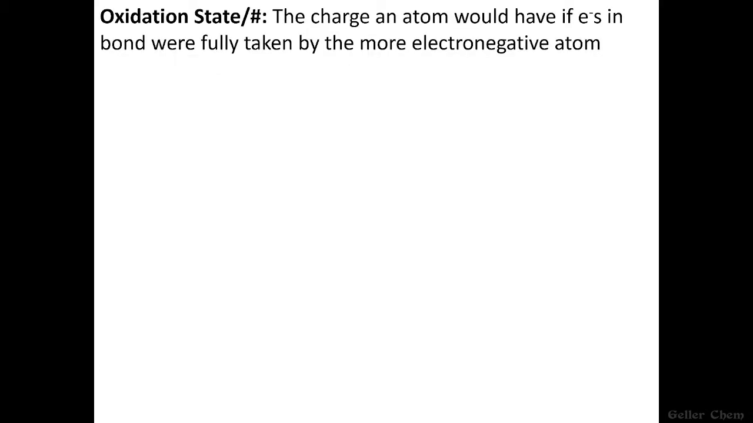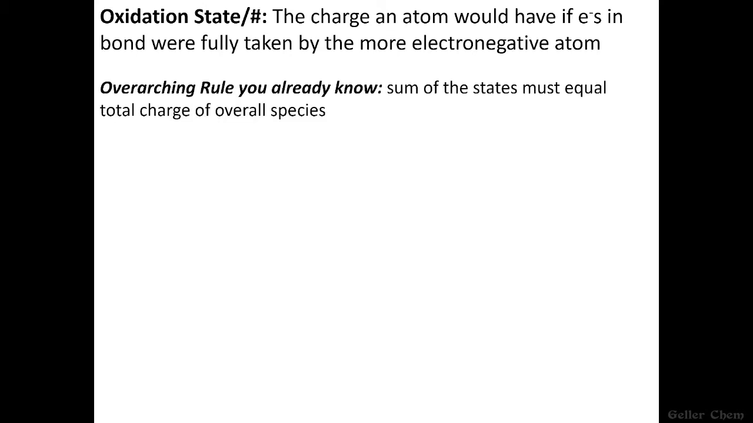Now let's move on to the main event, which is the definition of the oxidation state or oxidation number. They mean the same thing. The oxidation state is the charge an atom would have if the electrons in the bond were fully taken by the more electronegative atom. Let's see what I mean by this through example. We will quickly define an overarching rule that you already know, that the sum of the oxidation states must equal the total charge of the overall species.